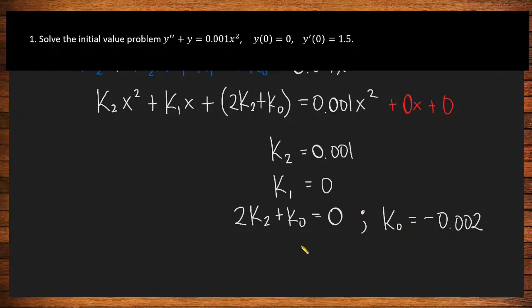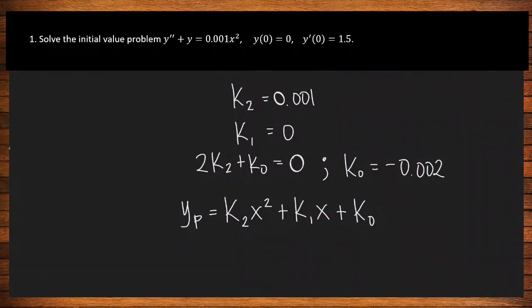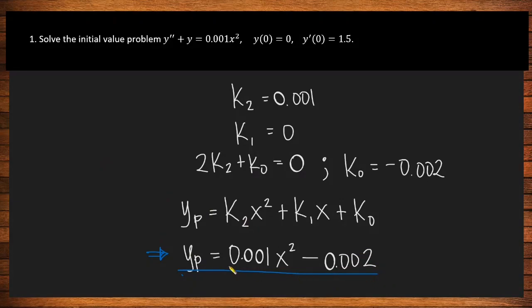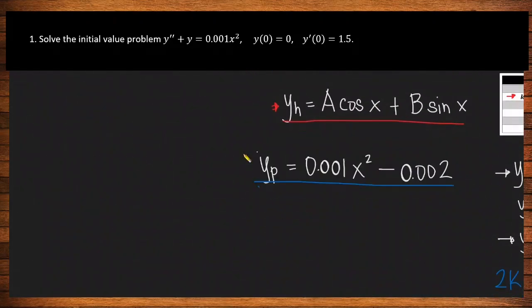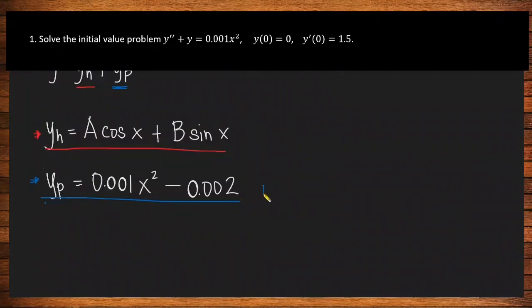So, ngayon, we will simply substitute these values dun sa y sub p equation natin. So, for our y sub p here, this will now be equal to, okay, so yung k sub 2 that is equal to 0.001. Yung k sub 1 naman natin that will be equal to 0. And then k sub 0 again natin that will be equal to negative 0.002. So now we have y sub p equal to 0.001x squared minus 0.002. Okay, so finally, we have the value for the two terms of our general solution.